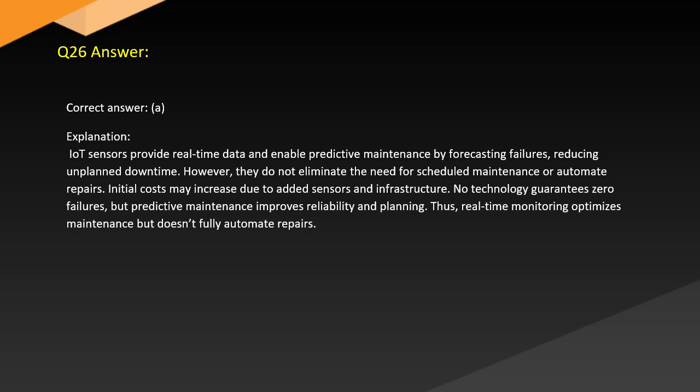Answer. Correct answer: A. Explanation. IoT sensors provide real-time data and enable predictive maintenance by forecasting failures, reducing unplanned downtime. However, they do not eliminate the need for scheduled maintenance or automate repairs. Initial costs may increase due to added sensors and infrastructure. No technology guarantees zero failures, but predictive maintenance improves reliability and planning. Thus, real-time monitoring aids maintenance but doesn't fully automate repairs.